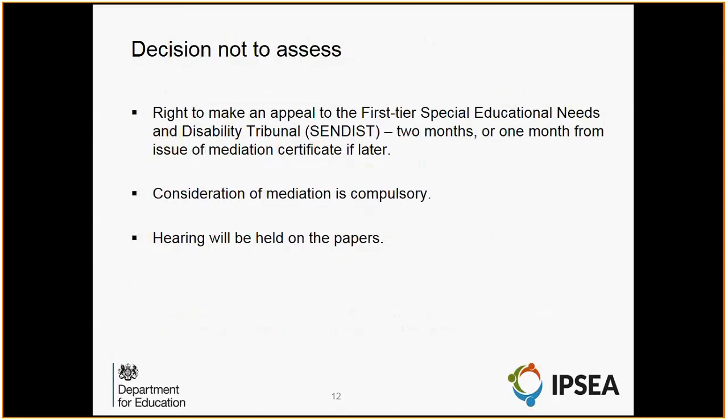The decision not to assess will trigger a right of appeal to the first tier tribunal, and the deadline is 2 months from the date that the decision not to assess is issued, or a month from the mediation certificate, whichever is later. It's compulsory for parents of children or young people to consider mediation, but it's not compulsory for them to participate. Unlike other appeals, hearings on decisions not to assess will be held on the papers.